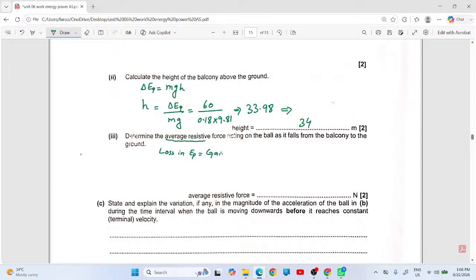equals gain in kinetic energy plus work done against the forces. Loss in gravitational potential and gain in kinetic energy is 23, plus work done against friction. 60 equals 20 plus F into h. F को एज इट इज रहने देते हैं. Height is 30.